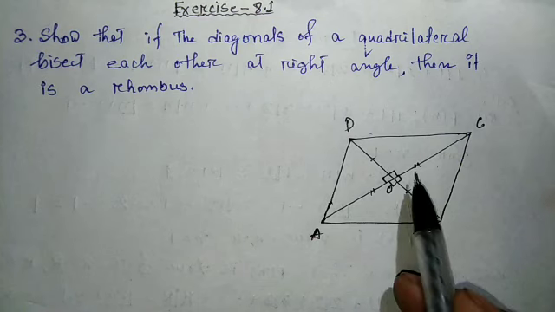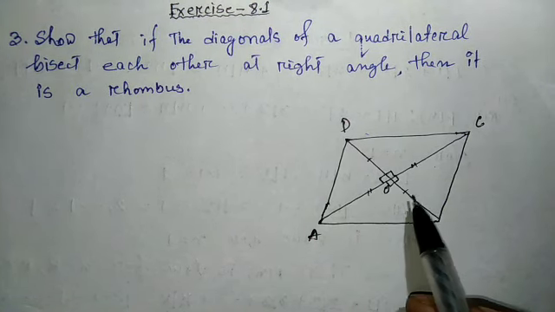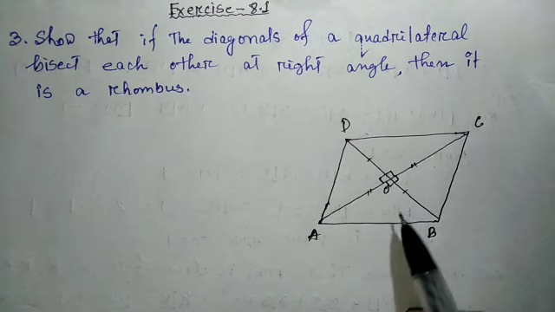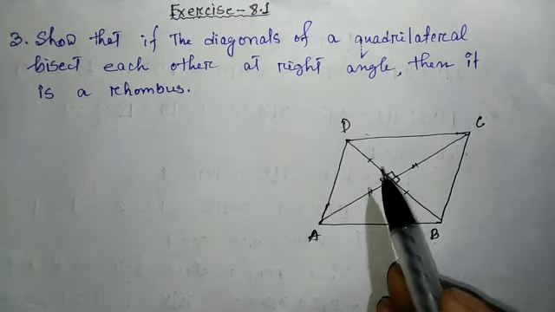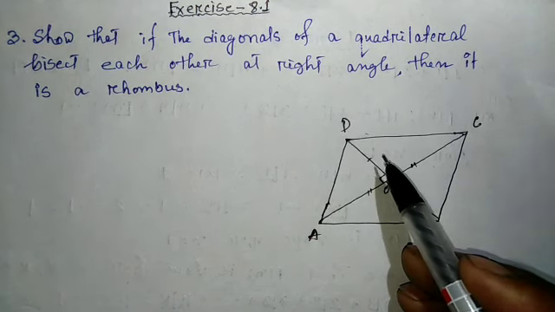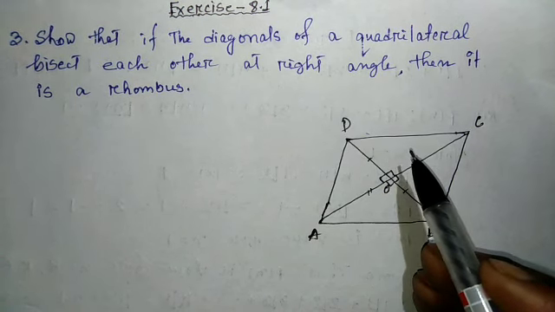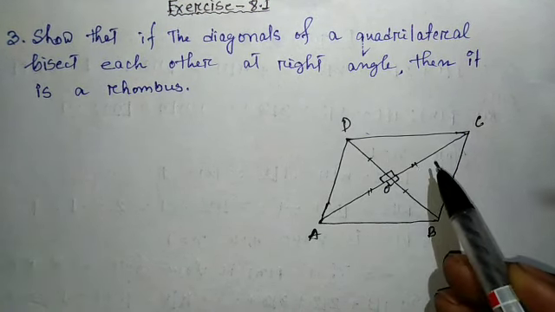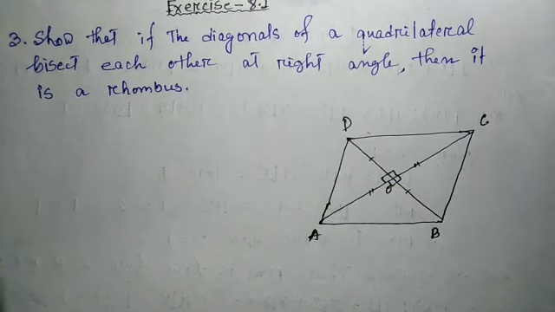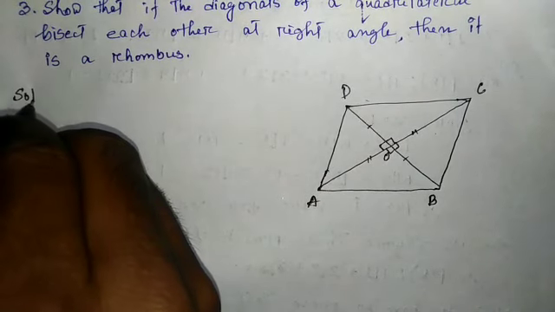So first of all we have to prove that this is a parallelogram. In the question it is said it is a quadrilateral, so first of all we have to prove that ABCD is a parallelogram. Then we have to prove that all sides are equal. There are two steps in this sum, very important and quite long. So first of all we will prove that this quadrilateral is a parallelogram. So write what is given. Solution.